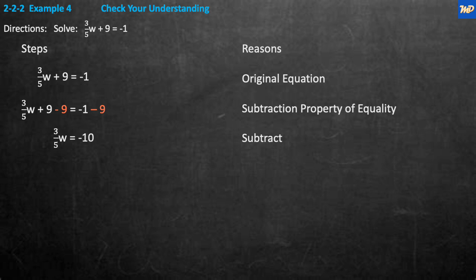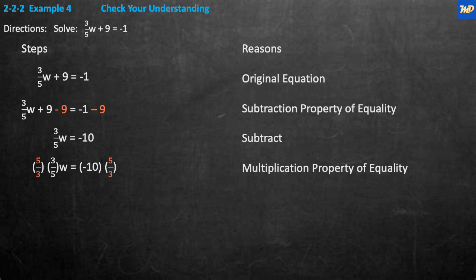Okay, so then the next step after that is we had to get rid of the 5/3. Well, the 5/3, how do you get rid of the 5/3? Well, we're going to multiply.